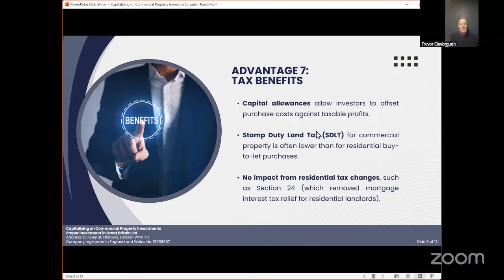So we don't have those problems in commercial. And I'm going to say it's very unlikely that we're going to have those problems, because commercial property is taxed in exactly the same way as any other business. So it's not possible to specifically penalize people investing in commercial property without penalizing every other type of business. So yeah, we've got generally better tax regimes, capital allowances.